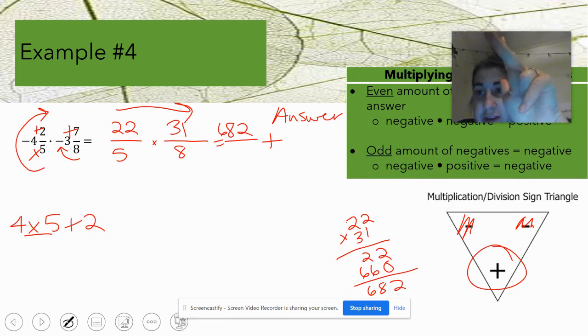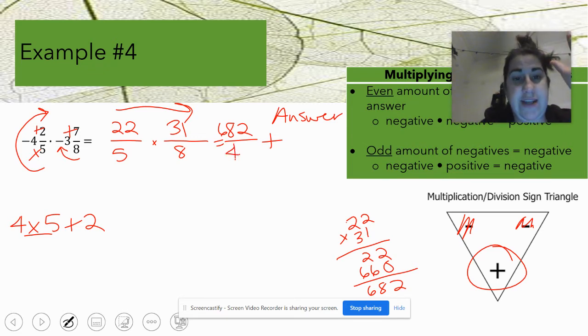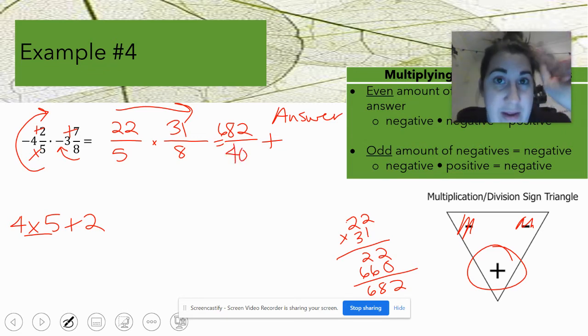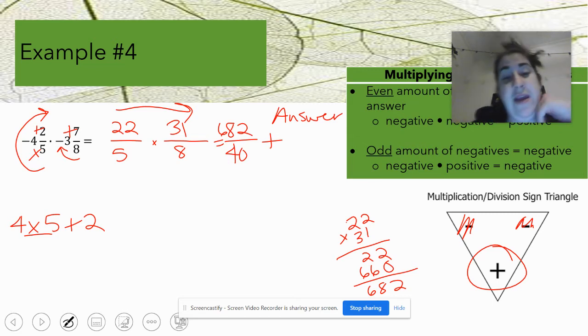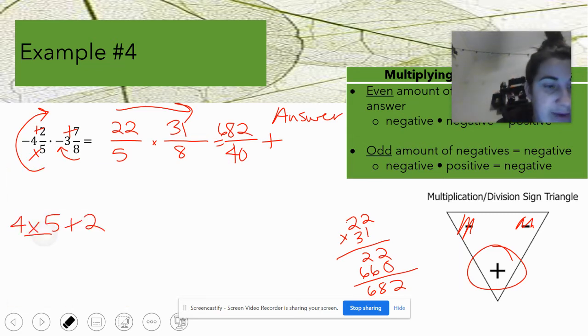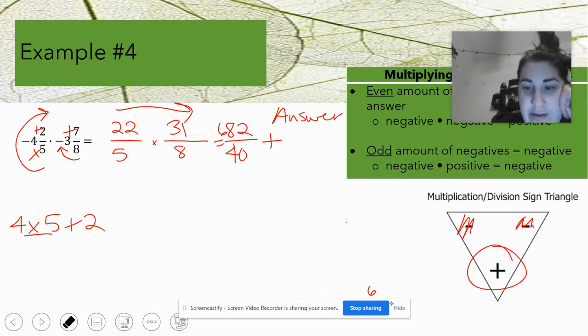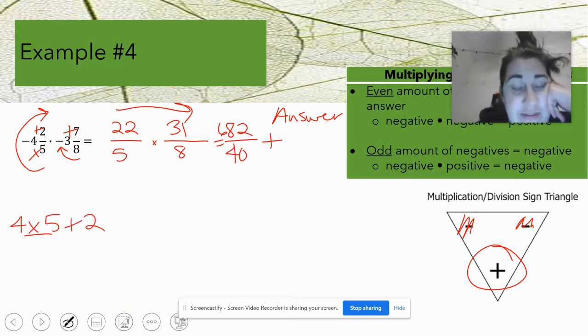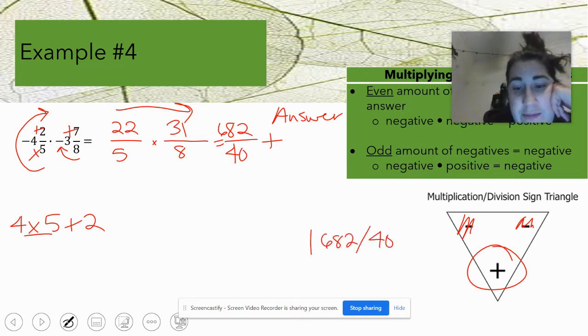5, 10, 15, 20, 25, 30, 35, 40. And I just realized that I said 5 times 4 when I meant 5 times 8, which gives me 40. All right, let's erase this work over here because I want to use it for my next piece of work, because I do have to simplify. That's my last step though. So 682 over 40. I'm going to use the cake method.